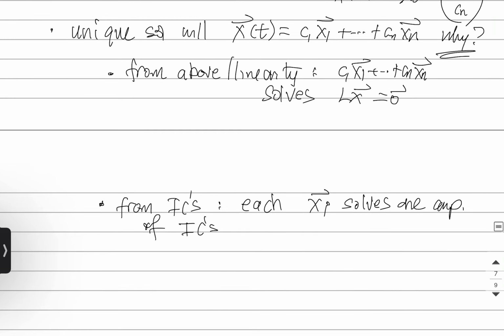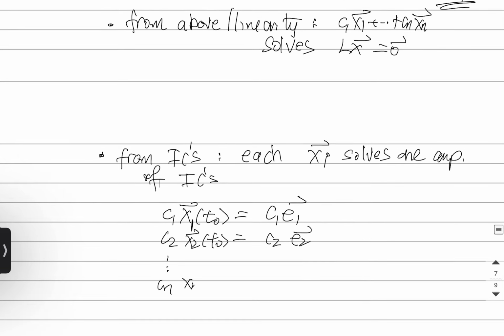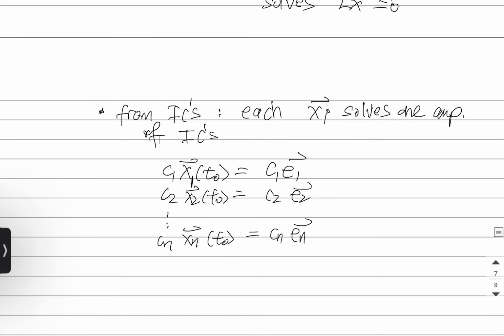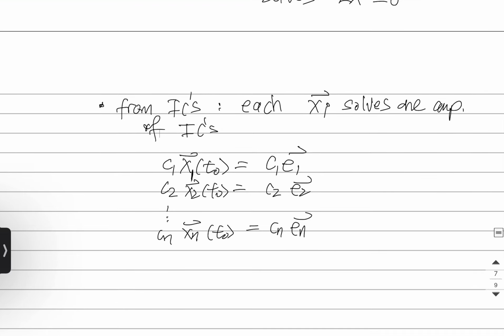So for example, if I were to say c1 times the first solution, this is going to be c1 times E1. It has to satisfy that. c2 x2 at t naught has to satisfy c2 E2, all the way down the list. cn xn at t naught has to satisfy this. And that means that if I were to put them all together, this specific combination of functions will satisfy this.